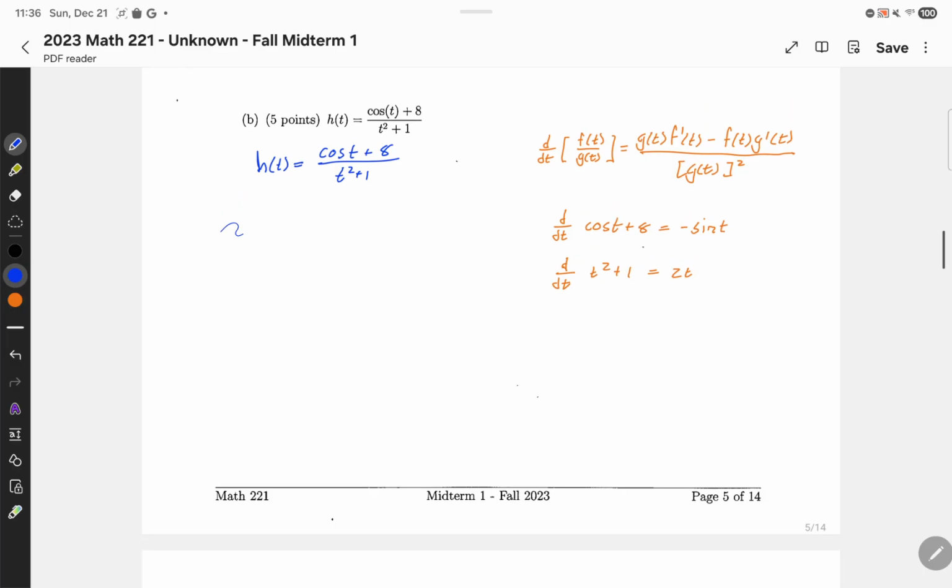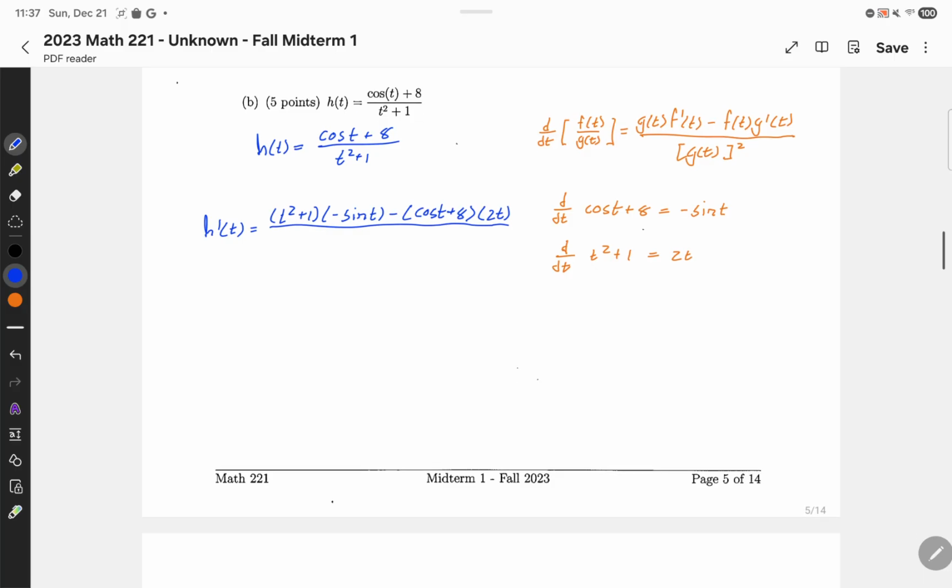So now let's go ahead and look at h prime of t. Give plenty of space for this. This is going to be equal to the bottom function, t squared plus 1, times the derivative of the top function, which we have as minus sine t, minus the top function, which is cosine t plus 8, times the derivative of the bottom function, which is just 2t, like this. And I'll go ahead and draw my fraction bar. On the bottom, we're just going to square the bottom function. So t squared plus 1, square all of that, just like that. And that's our final answer.